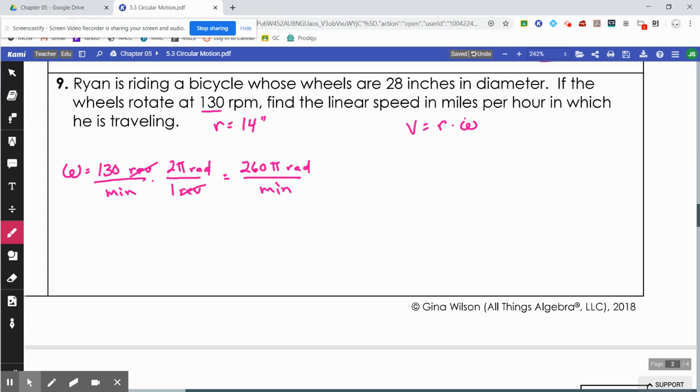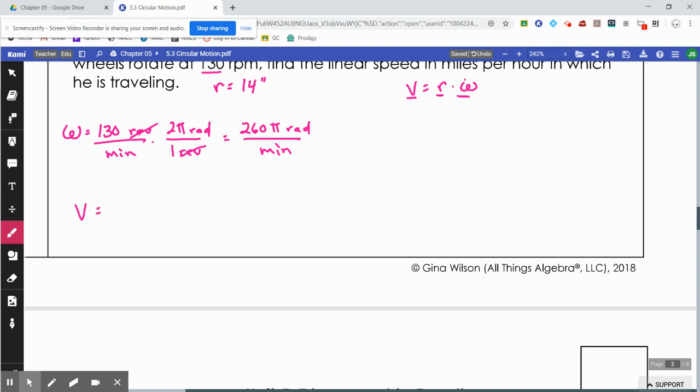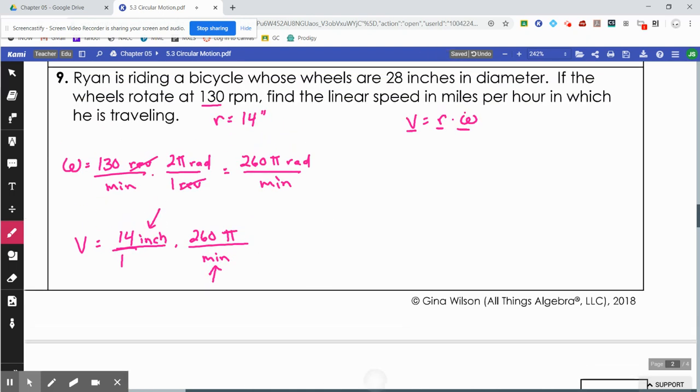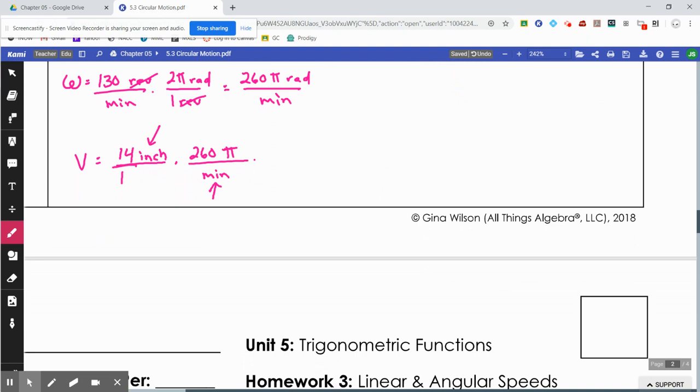Now to find linear velocity, it's simply this. Linear velocity is the radius of whatever is spinning times the angular velocity. So your linear velocity will equal the radius, which is 14 inches, times 260 pi, and you don't have to put the radian measurement, because that radian is kind of absorbed by the formula. So when I multiply this out, my answer is going to be in inches per minute. We want our answer in miles per hour, so let's go ahead and change it before we even multiply it.